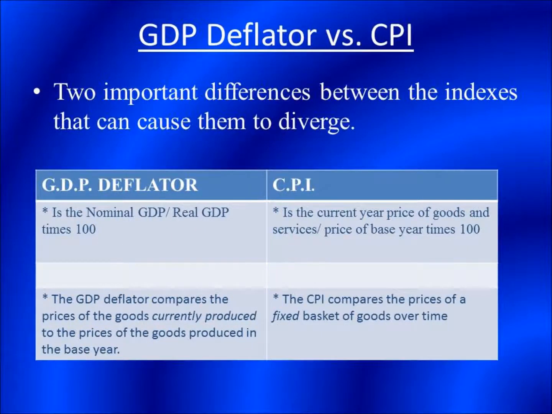There are two important differences between the indexes that can cause them to diverge. The GDP deflator is nominal GDP over real GDP times 100, while CPI is the current year's price of goods and services over the price of the base year times 100. The second difference is that the GDP deflator compares the prices of the goods currently produced to the prices of the goods produced in the base year, while the CPI compares the prices of a fixed basket of goods over time.